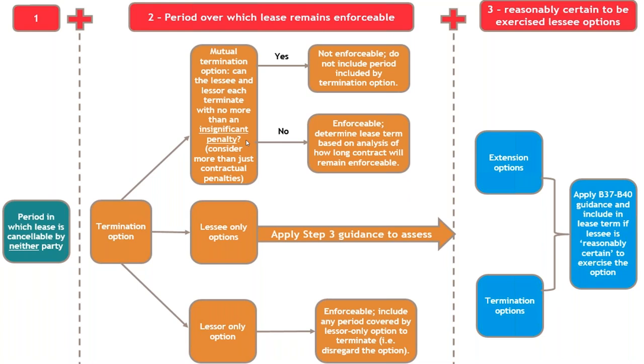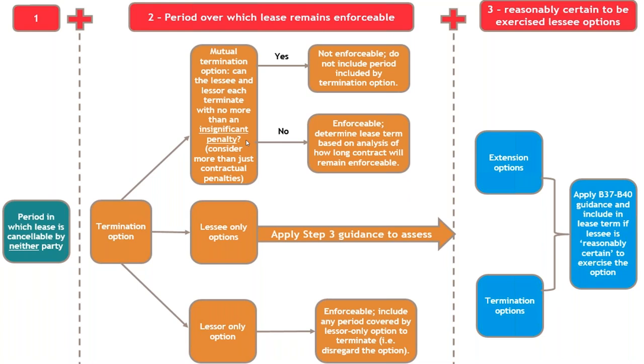Another one is if you've put leasehold improvements into a property, and you expect those improvements to last 10 years, however, you're in a holdover period after 5 years. There would be more than an insignificant penalty if you move out because there's still 5 years left of your leasehold improvements. And when you move to another premises, you'll have to refit out, etc. So when there are mutual termination options, we have to consider, can the lessee and lessor each terminate with no more than an insignificant penalty? And we look wider than just contractual penalties.